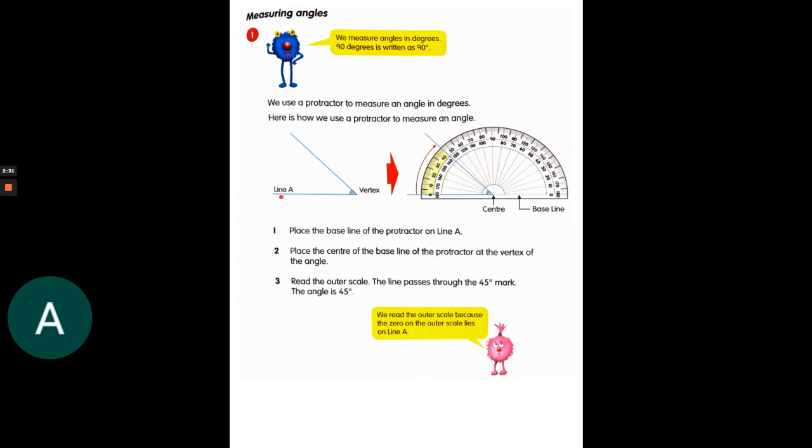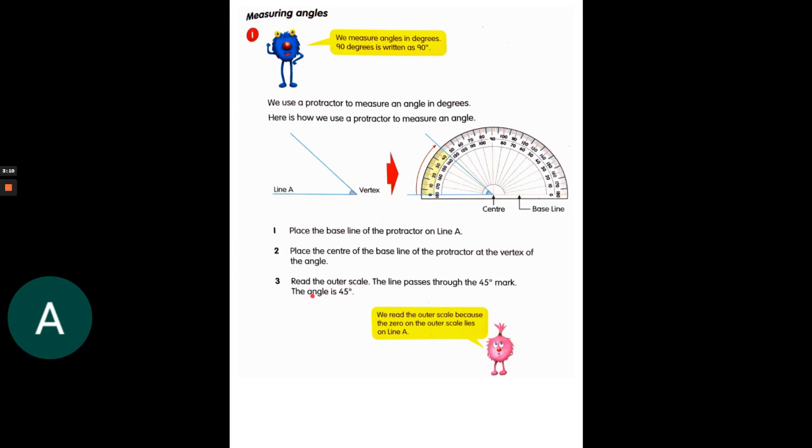We have a line here called A, we have a vertex, and we have a line. We don't know the name of that line. We don't need to know for this activity. So we've got the vertex where the angle sits. Place the baseline of the protractor on line A. Well, there we go. We can see this has been placed on line A. Place the centre of the baseline of the protractor at the vertex of the angle. So you can see the centre has been placed extremely accurately onto where that angle meets at a point, where those lines meet at a point.